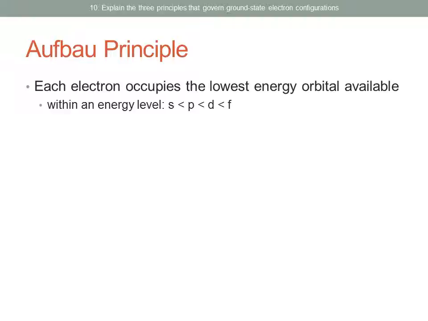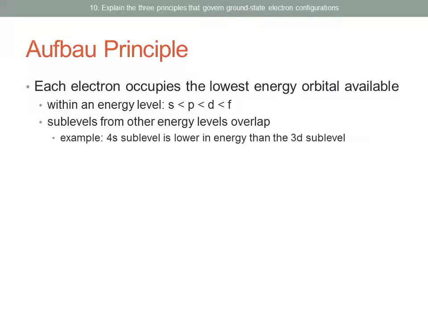The problem is that sublevels from other energy levels will overlap. Just as an example of what we mean by that, the 4S sublevel is lower in energy than the 3D sublevel. So even though 4S is in the fourth energy level, it actually fills before the 3D sublevel because that orbital is lower in energy than the 3D orbitals are.